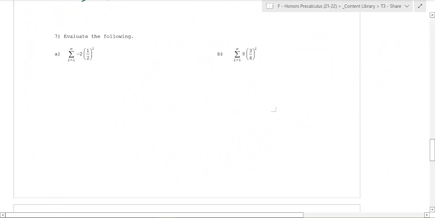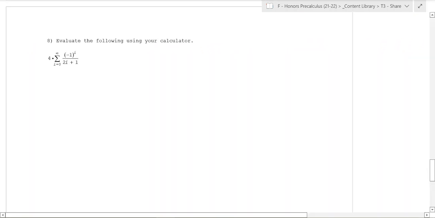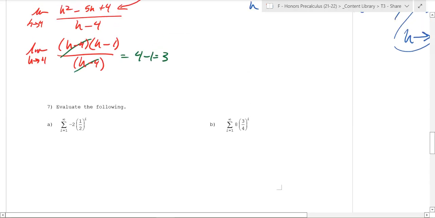At the end of this sheet, there are some limit practices for you. You're welcome to do them on your own. They are optional.